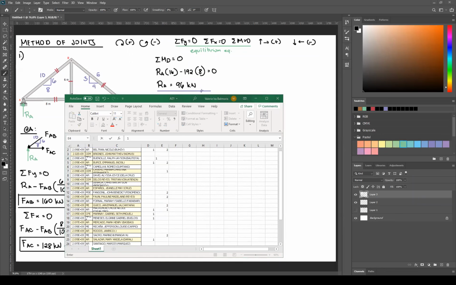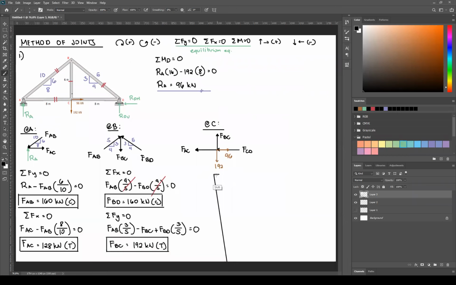Okay, the answer is summation of forces X. Correct. So, let's do that. Summation of forces X equals 0. FAC to the left, so negative FAC. 96 to the right, so positive 96. FCD to the left, so negative FCD. Equate that to 0. FAC is this. So you can solve for FCD. Please solve what's FCD.